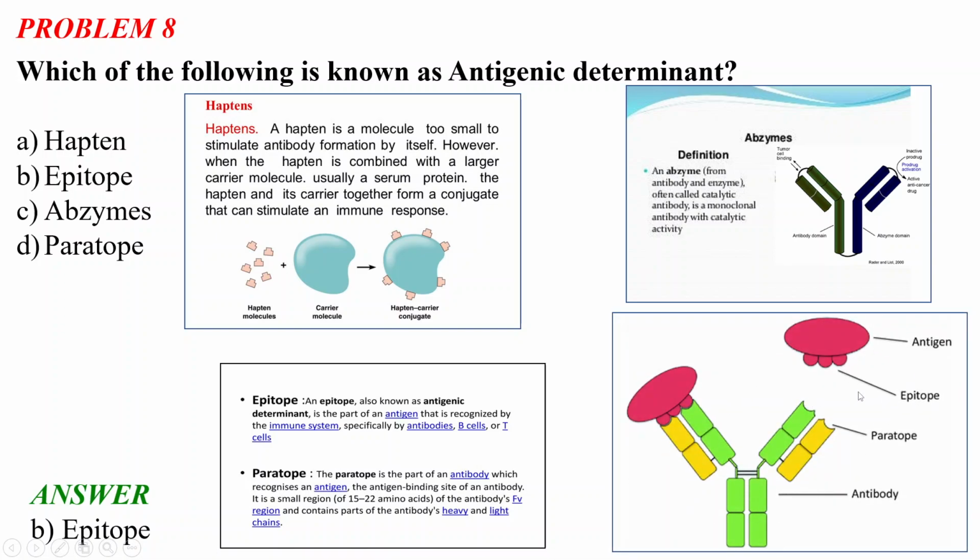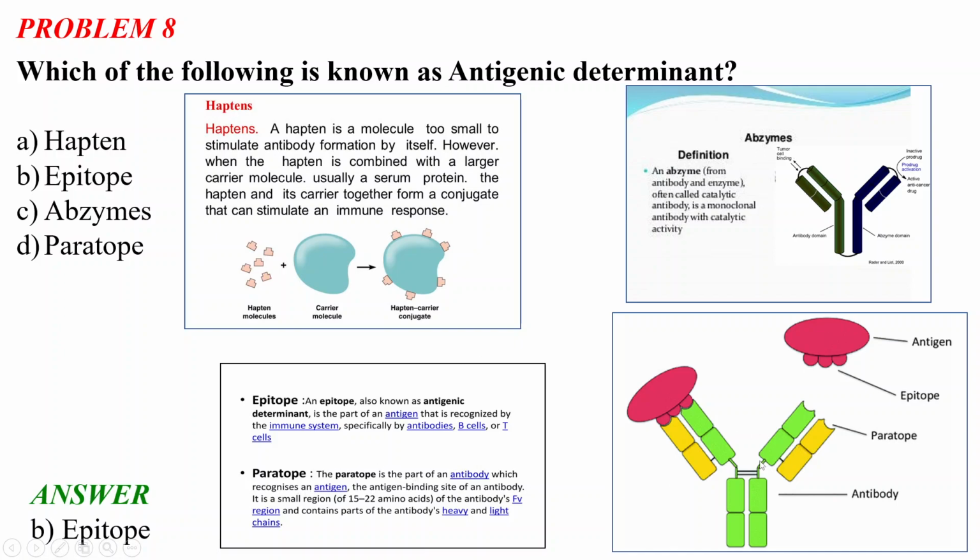So, in this figure you can easily see this is an antigen molecule. This antigen has some binding sites which are called the epitope, and this epitope, this part of the antigen, is recognized by this paratope, this junction, which is associated with this antibody. And as you can see, this is an antigen-antibody complex, and this complex is basically responsible for the immune response shown by our immune system. So, this epitope is known as antigenic determinant, and the other three options, haptens, enzymes and paratope, are associated with the antibody.